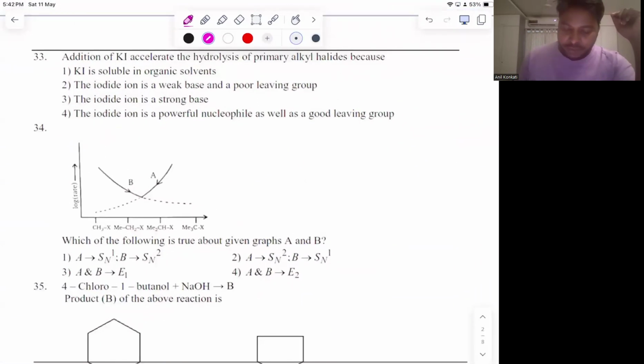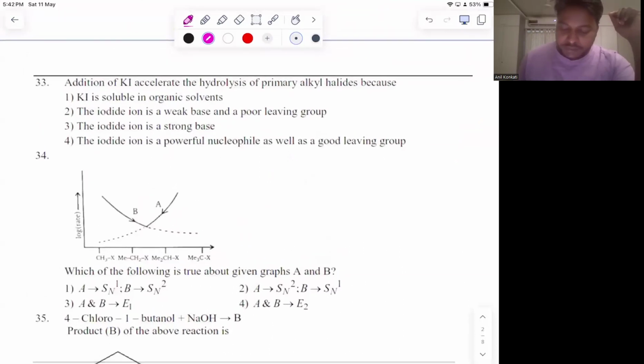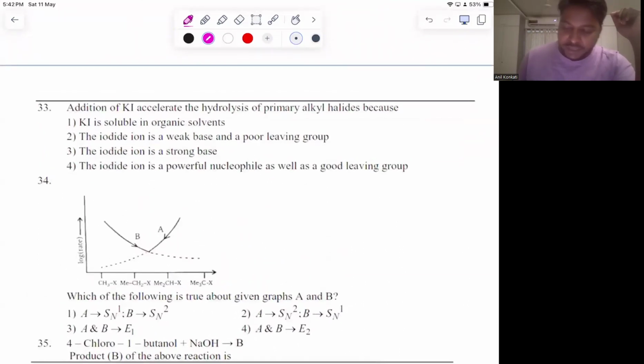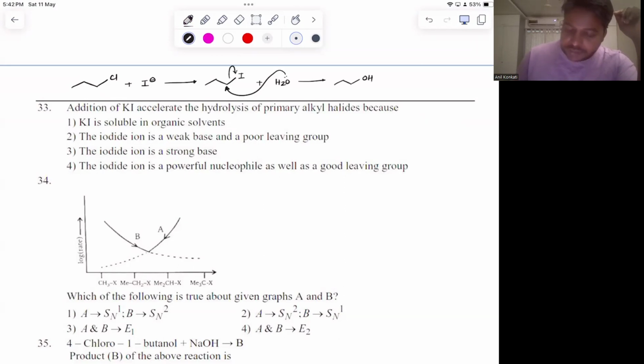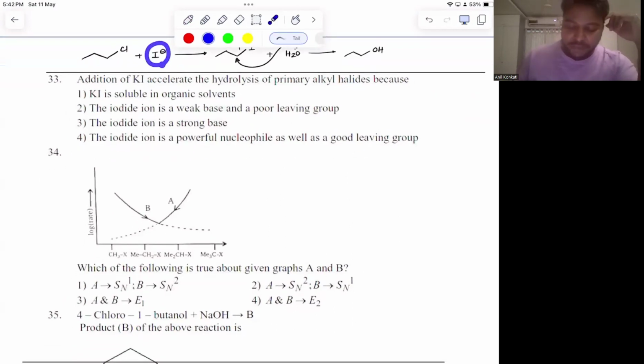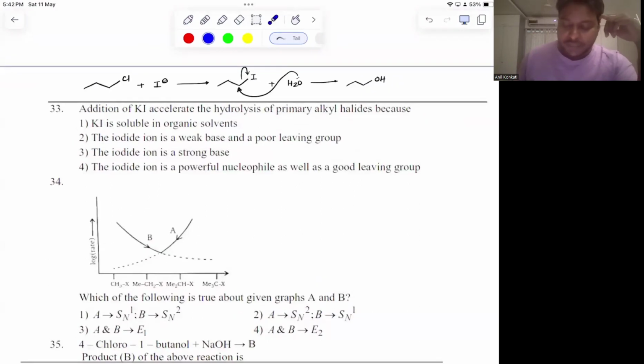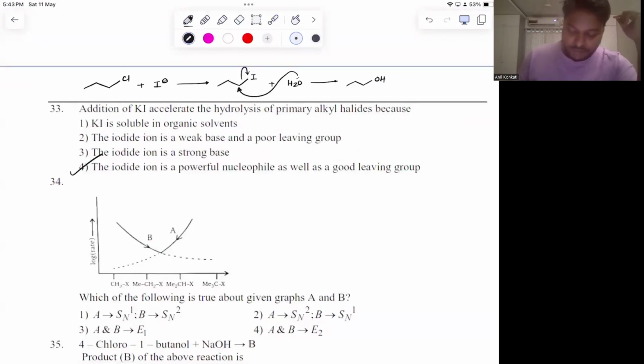See the next question, 33. Addition of KI accelerates the hydrolysis of primary alkyl halides. See, primary alkyl halides like chlorine, if you treat that with I minus, iodine is a good nucleophile, so it will substitute there, and then water will be able to replace this iodine more easily because iodine is a good leaving group. So the reason iodine will help is that it is a powerful nucleophile in water, as well as a good leaving group. So that option is better matched with 4.